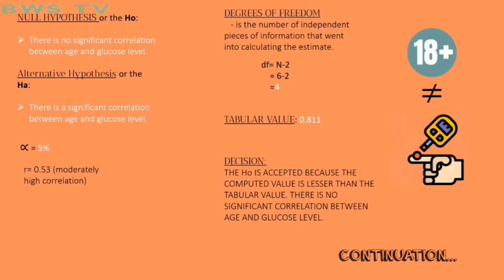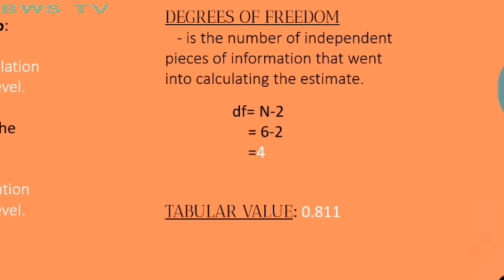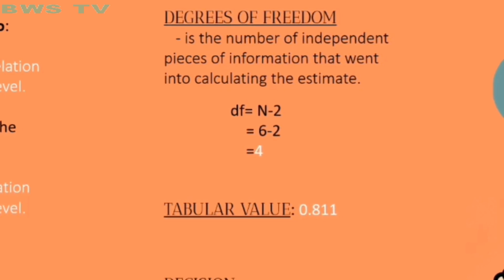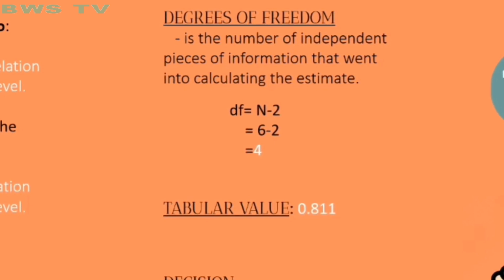We will use the 5% level of significance. The significance level, also denoted as alpha, is the probability of rejecting the null hypothesis when it is true. Moving on, degrees of freedom is the number of independent pieces of information that went into calculating the estimate. To solve this, population or n minus 2, our n is 6, and you will subtract it with 2. Therefore, our degrees of freedom is 4.